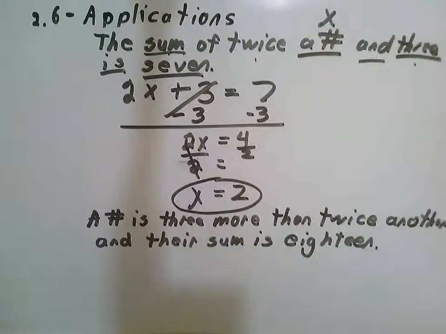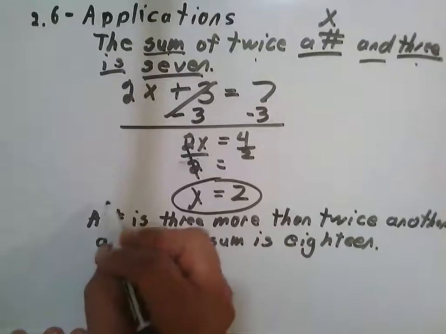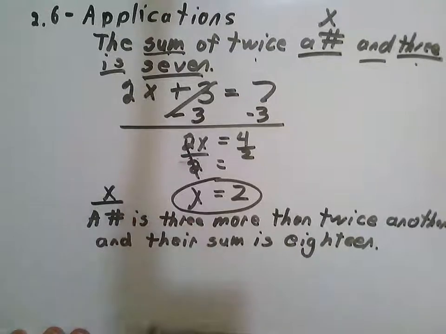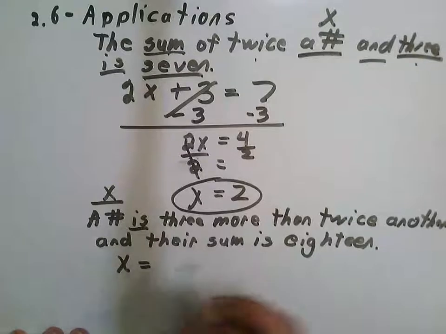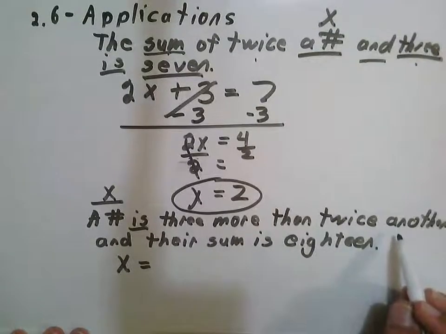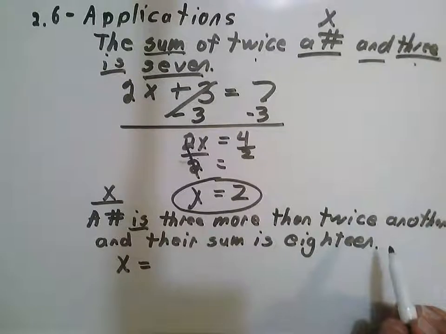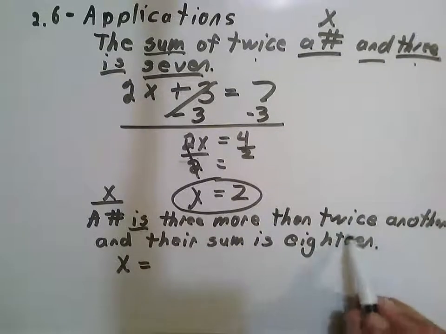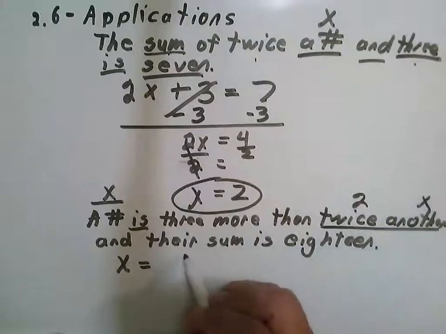The process is going to be the same. If I'm writing that, it says a number, which is something you don't know. That's going to be your unknown, so I'm going to assign that as my x. So x, then my equal sign, 3 more than twice another. Let's look at that one, another number, and break it down. These numbers are going to be the same. So twice another is going to be 2x.